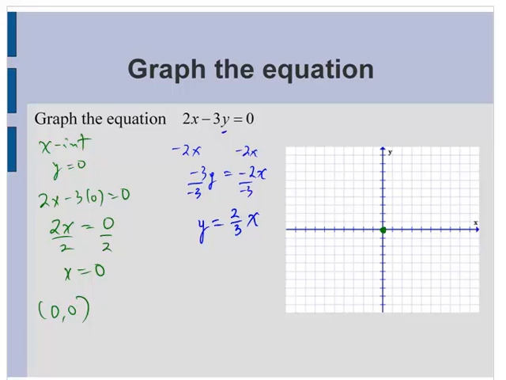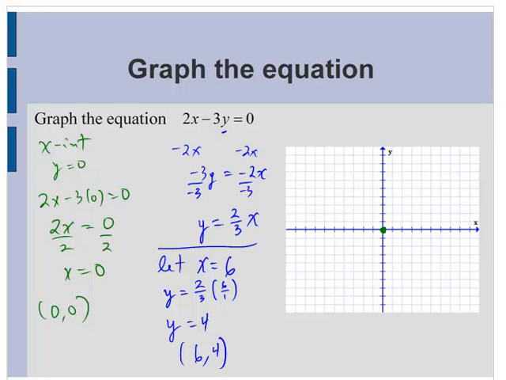And so now it still passes through the origin, but now let x equal some multiple of 3. So how about 6? Again, you could have used any multiple of 3 here. Then y would equal 2/3 of 6. And thinking of that 6 as 6 over 1, we would get y equals 4. And so it also passes through the point 6, 4. Alright, so we now have 2 points on the line, and we can draw the line through the points.